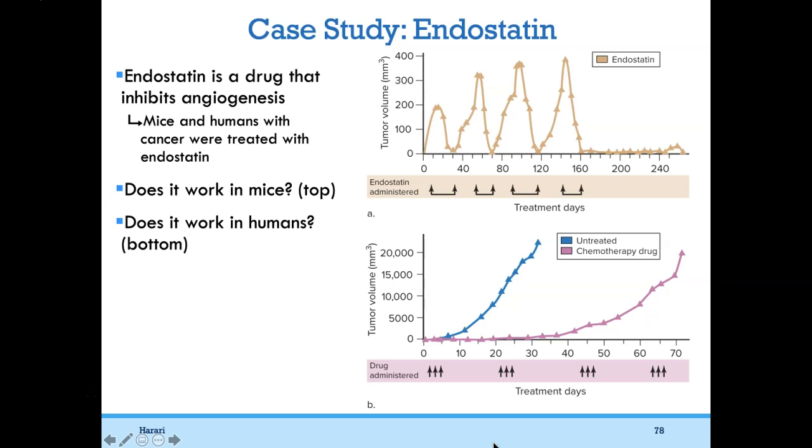In humans, it wasn't as good. There was definitely a difference compared to the control. This is the negative control, untreated. There's just a great increase in tumor volume. What endostatin did in humans was delay the growth of the tumor, but in the end, the tumor ended up being the same size.